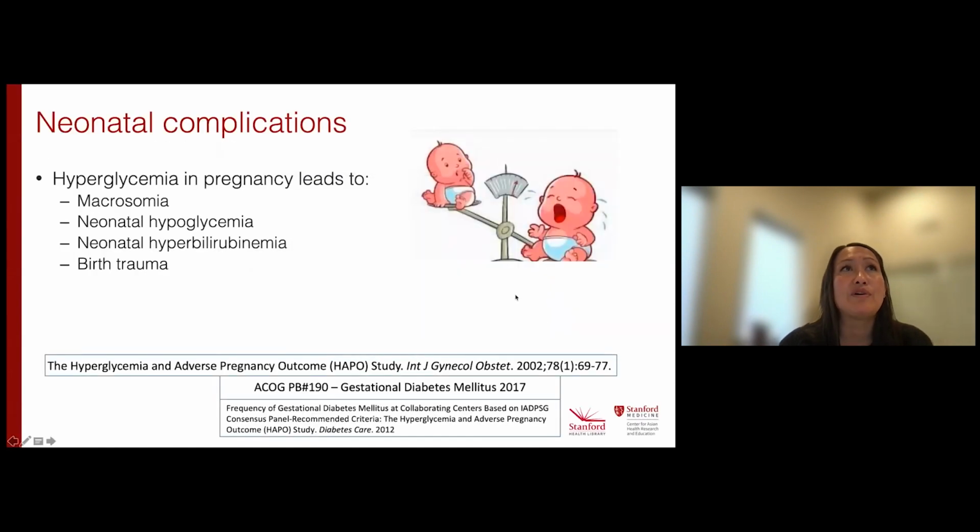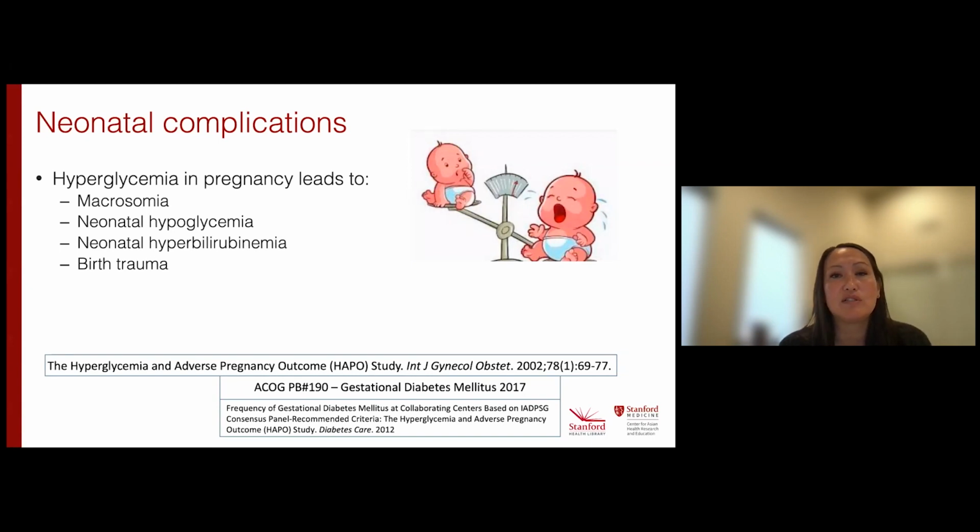And we know that hyperglycemia in pregnancy can lead to neonatal and also maternal complications. And so things that we're worried about in terms of the neonate with hyperglycemia are things like macrosomia, which in a lot of studies for gestational diabetes is considered to be a weight that is 4,000 grams or more. And then also neonatal hypoglycemia.